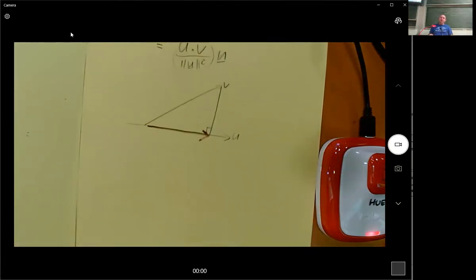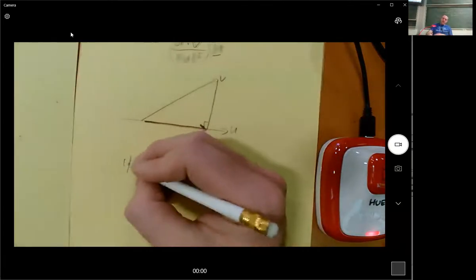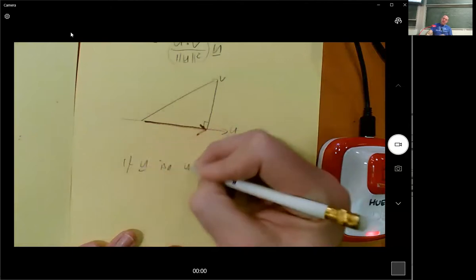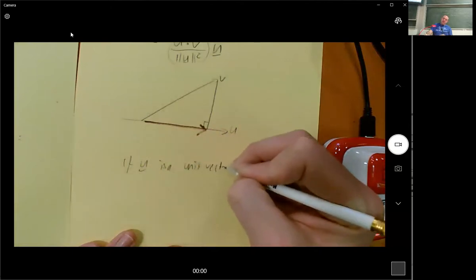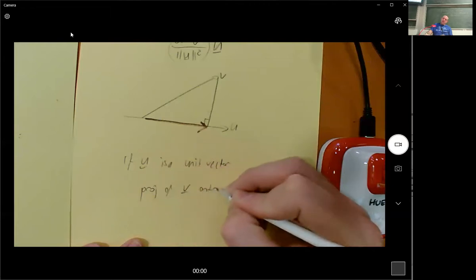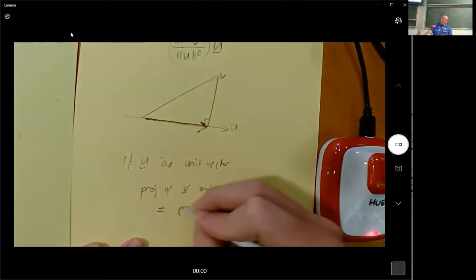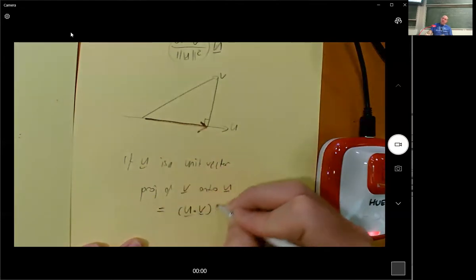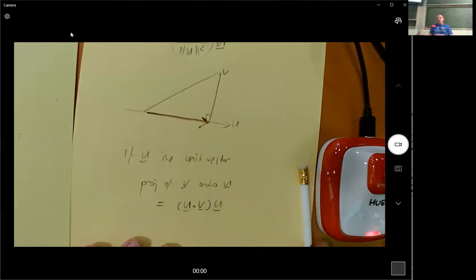Okay. So if u is a unit vector, then the projection of v onto u is just u dot v times u, because the length of u is 1, so when you divide by it, it doesn't do anything. Which is really kind of cool. And that's why people care so much about unit vectors, because it makes all our other calculations easier.